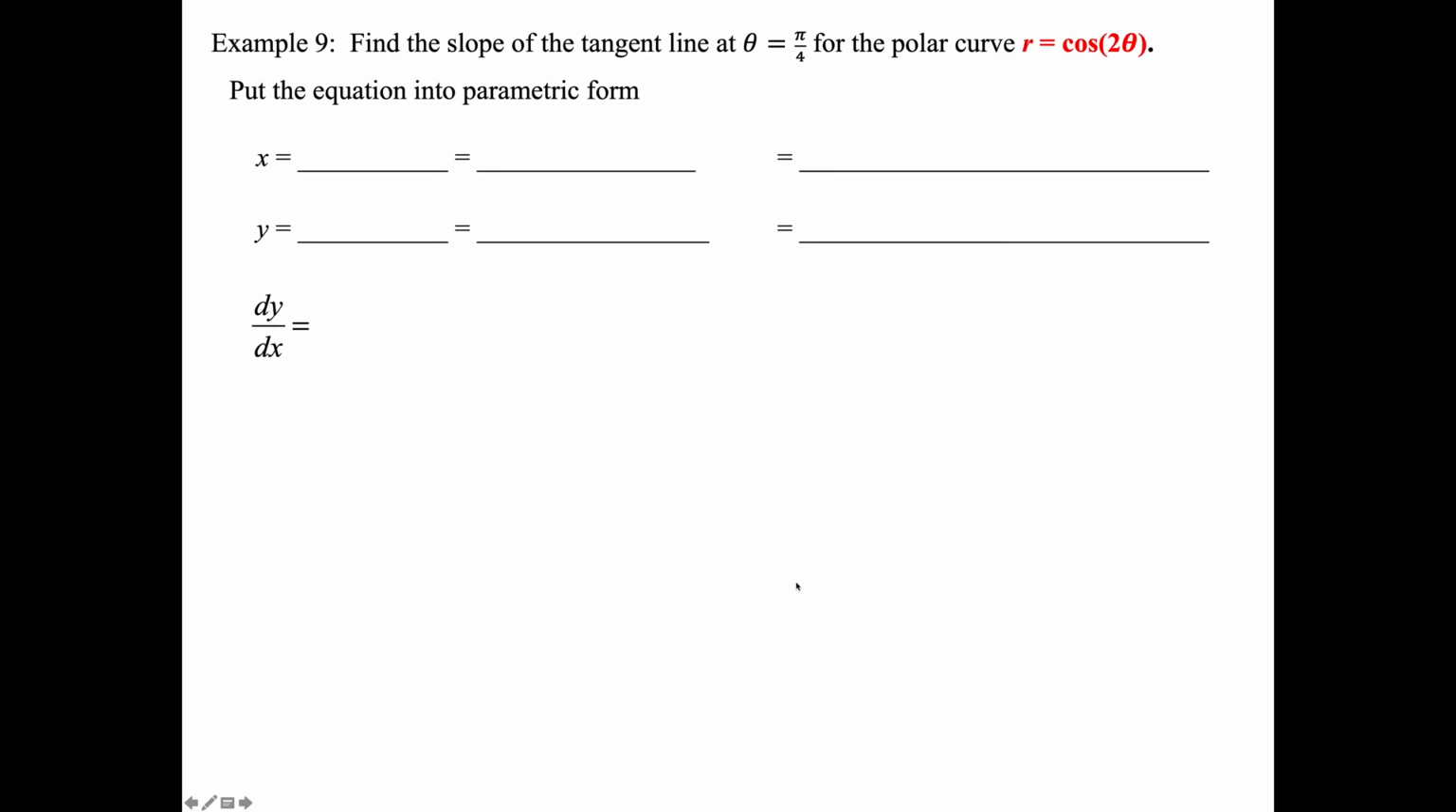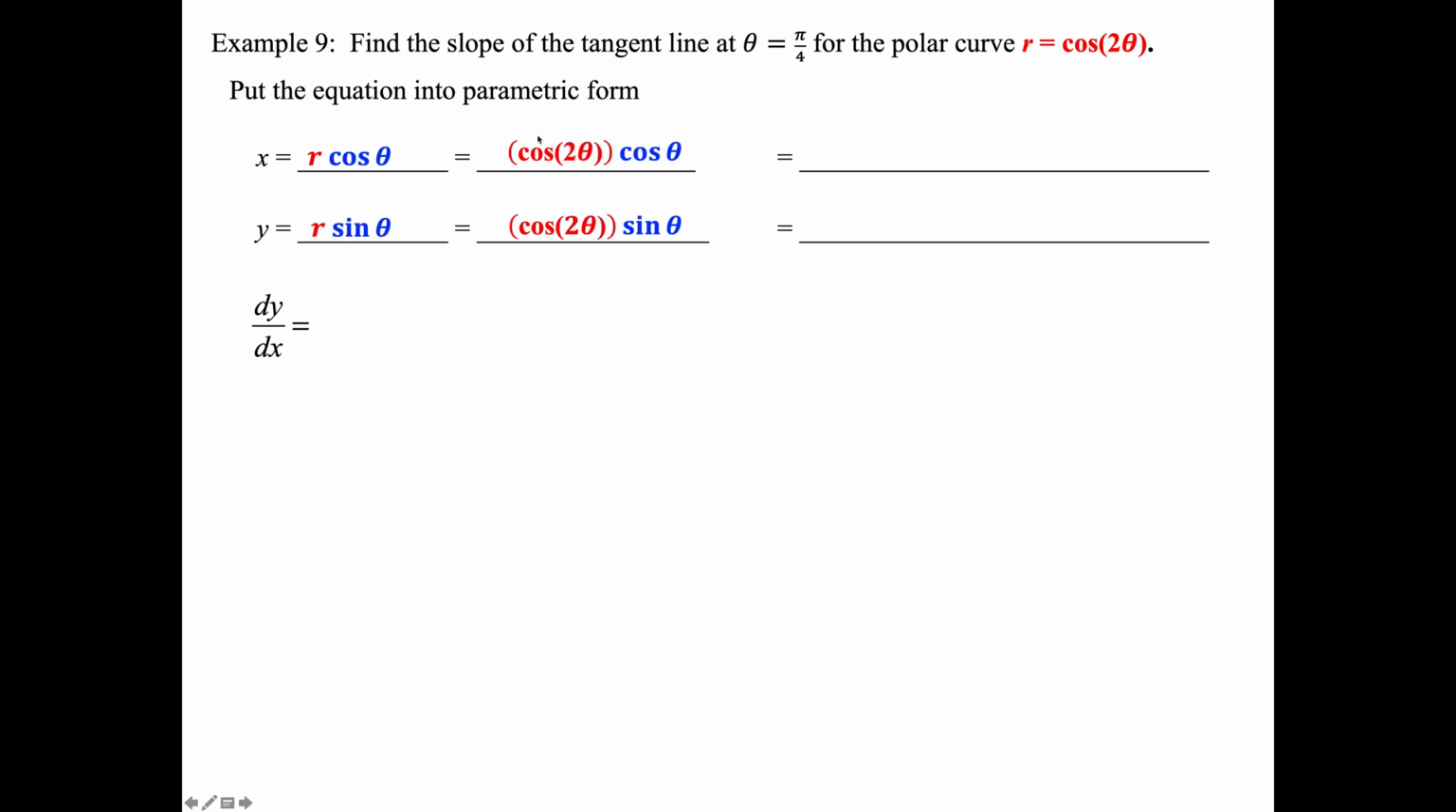All right, example 9. Follow that lead that we just had. I want you to pause it. I want you to find the derivative and find the slope. And when you have your answer, come back. So everybody hit pause right now. All right, welcome back. Here's our r cosine theta, r sine theta.